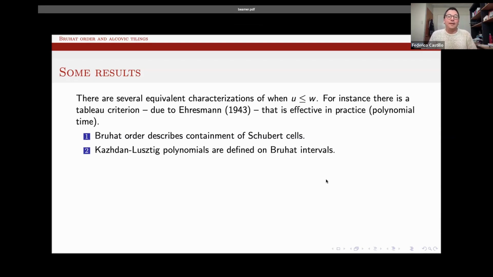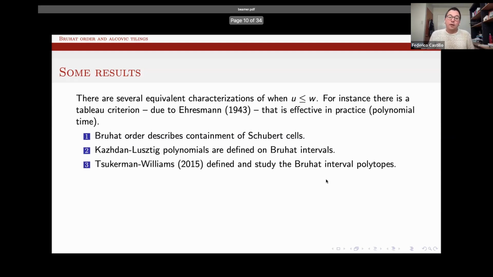We are going to be in the combinatorial realm, but also know that the famous Kazhdan-Lusztig polynomials are polynomials that are defined on Bruhat intervals. And also I want to mention, 10 years ago, there is this work by Zuckerman and Williams where they define and study Bruhat interval polytopes.